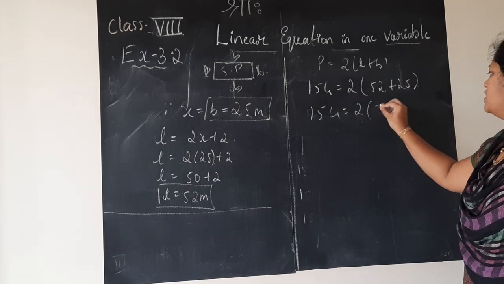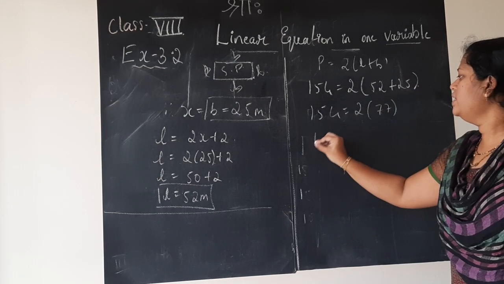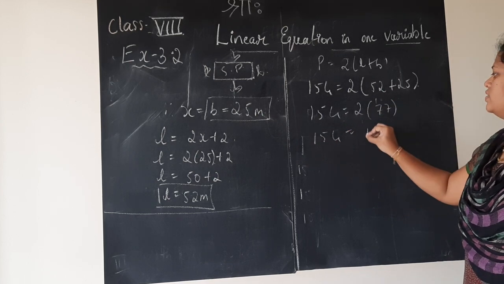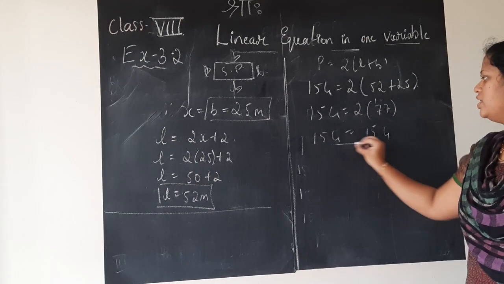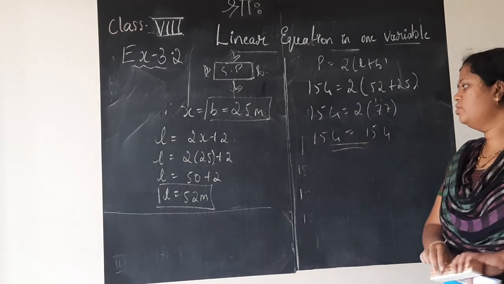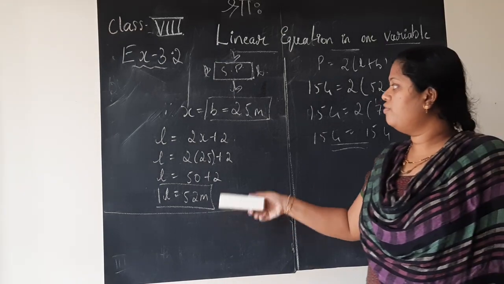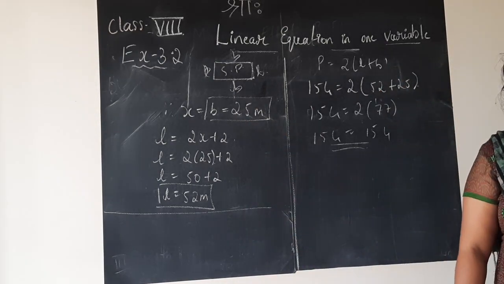5 plus 2, 7. Yes, it is 77. 2 into 77 is how much? 2 sevens are 14, 1 carry. 2 sevens are 14 plus 1, 15. See, we got again 154 is equal to 154, which is LHS is equal to RHS. Hence, the values of L and B that we have found out are correct, children.